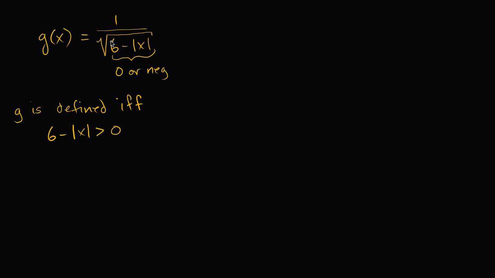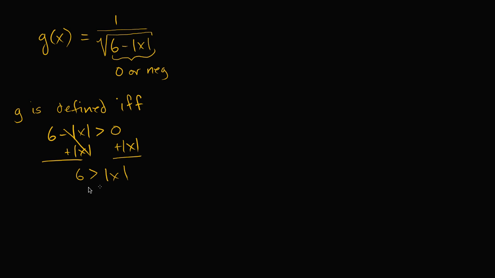If it's 0, we're going to take the square root of 0 as 0, and you're going to divide by 0. That's undefined. And if it's less than 0, then you're trying to find the principal root of a negative number. That's not defined. So g is defined if and only if this is true. And we could add the absolute value of x to both sides, and then that would give us 6 is greater than the absolute value of x, or that the absolute value of x is less than 6.